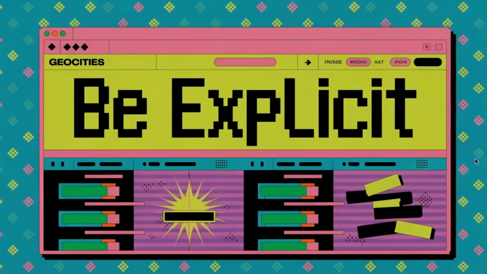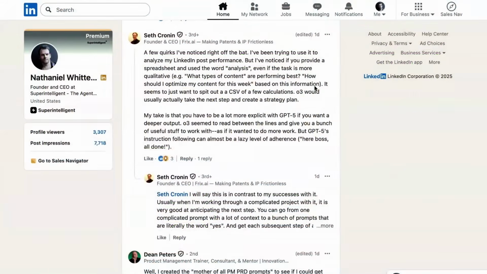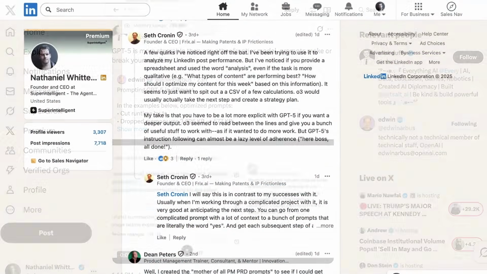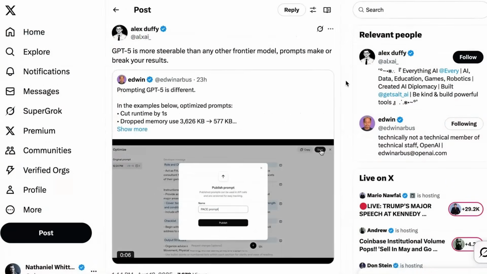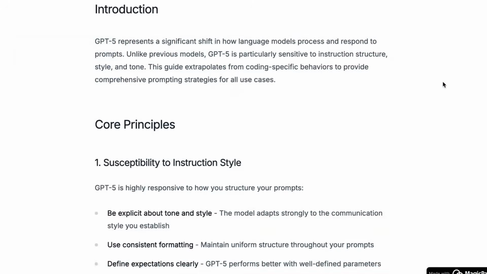Our next prompting technique is to be extremely explicit about what you want, and this comes up in every single person's discussion. We heard it over here from Seth on my post. It's the subtext of all these arguments that the model is extremely steerable. It's here once again in Pietro's guide, where his first core principle is GPT's susceptibility to instruction style.